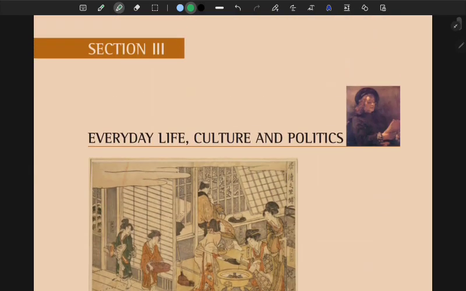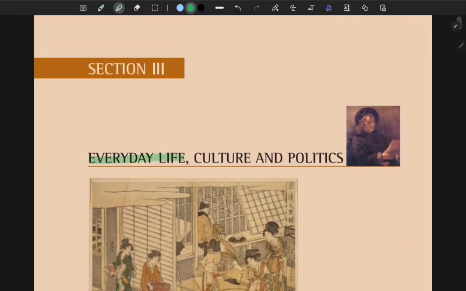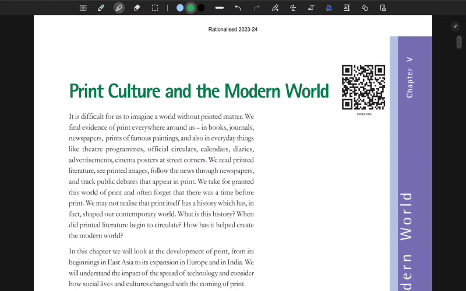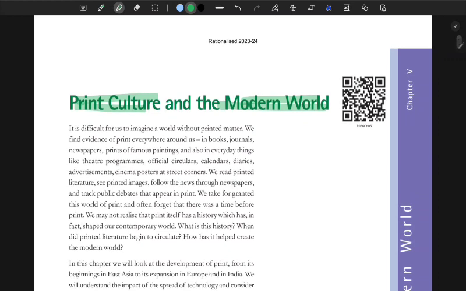Today we are going to be starting a brand new chapter from section 2, print everyday life, print culture and politics. I suppose this is section 3, and then the chapter is print culture and the modern world. So we'll be learning how print culture, that means books, literature, journals, newspapers, novels, any kind of books, sculpted the modern world we live in.